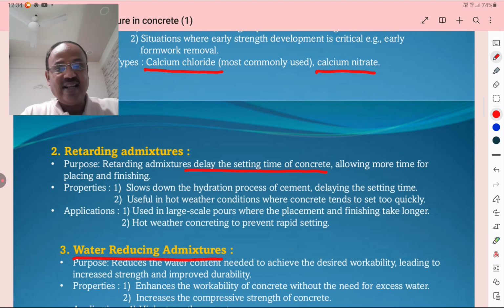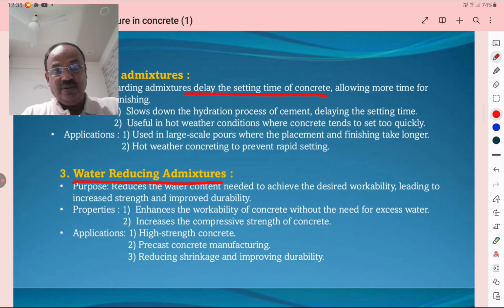Then we are going to discuss the retarding admixtures. Purpose is to retard the setting time, means to slow down the hydration process of the cement, allowing more time for the placing and finishing. The properties of retarding admixtures are it slows down the hydration process of the cement as discussed and delays the setting time. It is useful in hot weather conditions where concrete tends to set too quickly. What are the applications? It is used in large scale pours where the placement and finishing take longer time, and hot weather concreting to prevent the rapid setting. That is the applications of retarding admixtures.